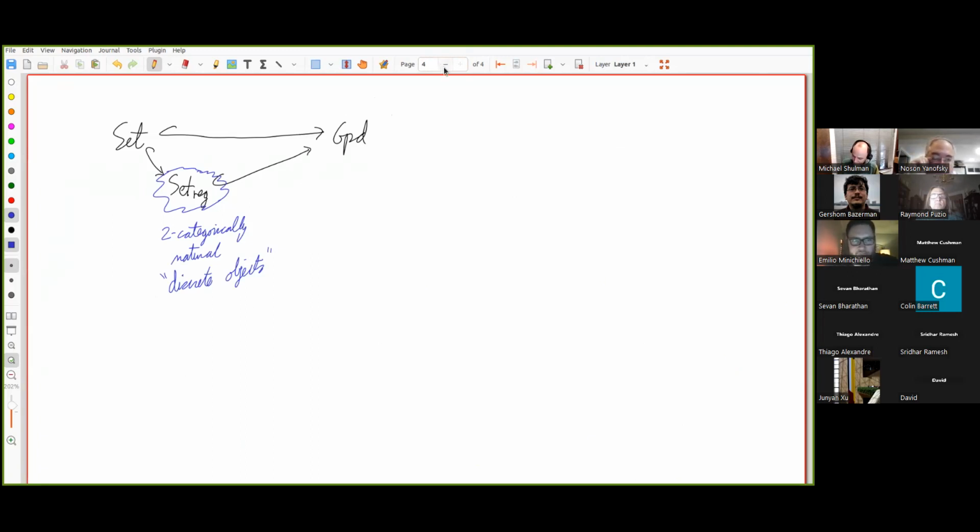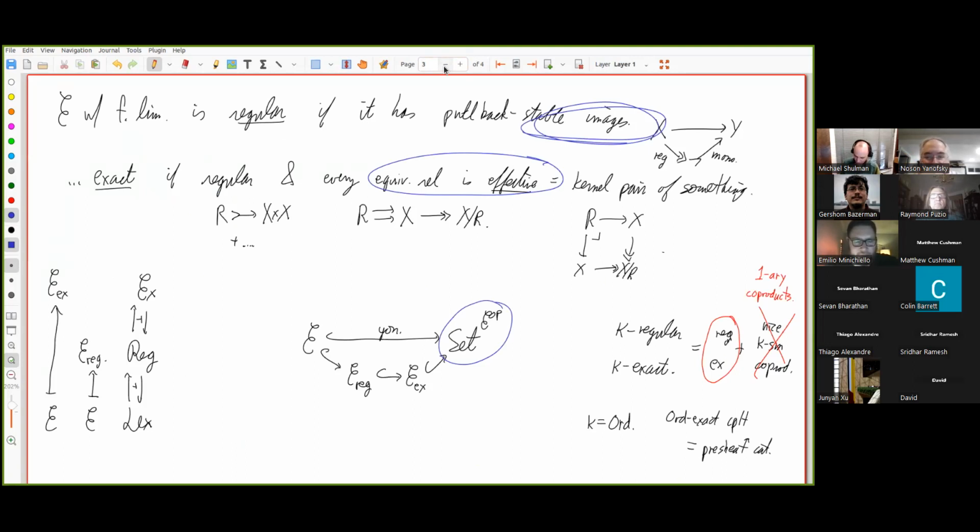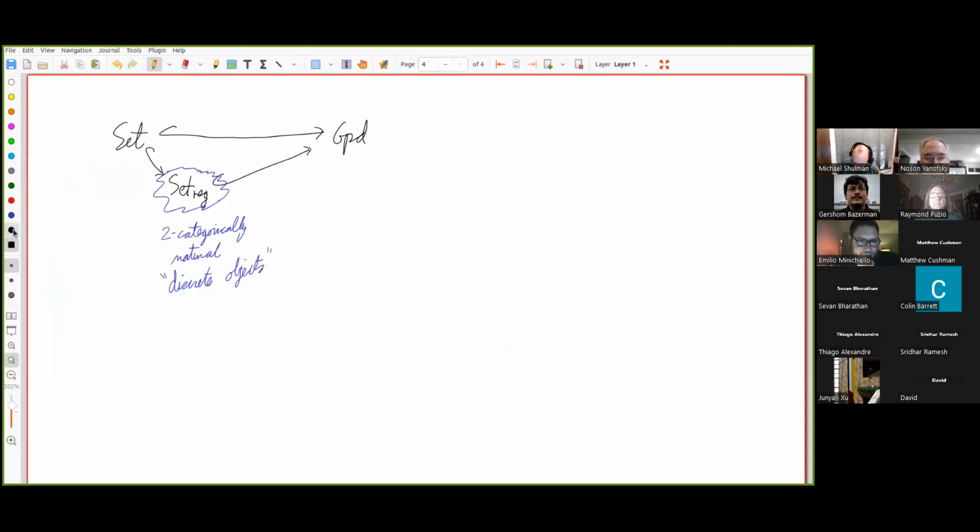But the completion isn't the same thing? The completion is not the same thing because this adjunction is not idempotent. Okay. Just like set is a cocomplete category, but it's not equivalent to its presheaf category. So in fact, the statement that set is equivalent to its regular completion is equivalent to the axiom of choice. Wow, that's cool.